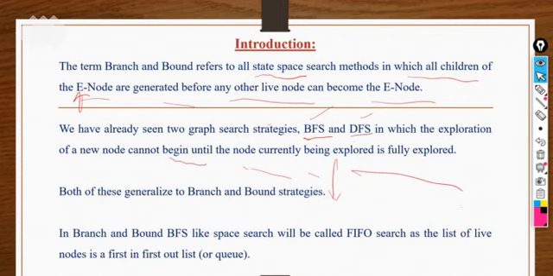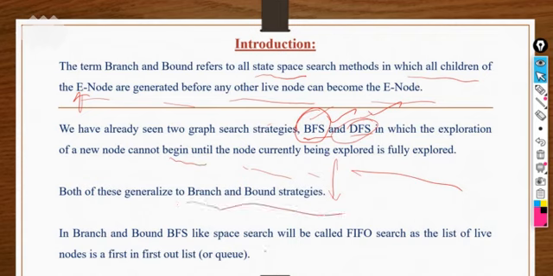In order to explore a new node, we cannot begin until the node currently being explored is fully explored. Level wise searching is possible because the branch and bound technique uses BFS, but backtracking follows the concept of depth first search. That is the difference between the backtracking method and the branch and bound method.